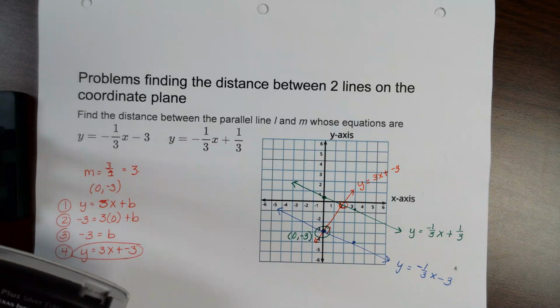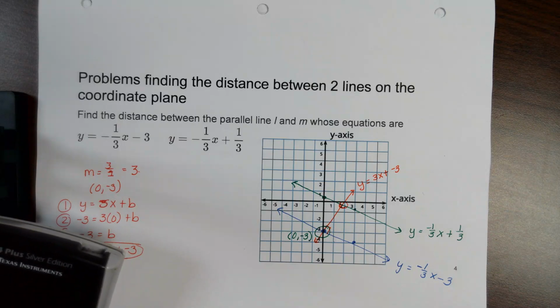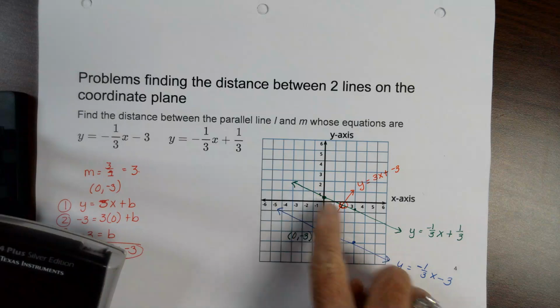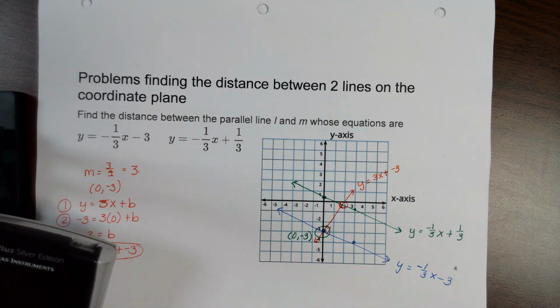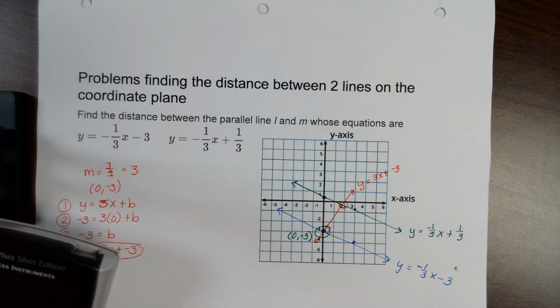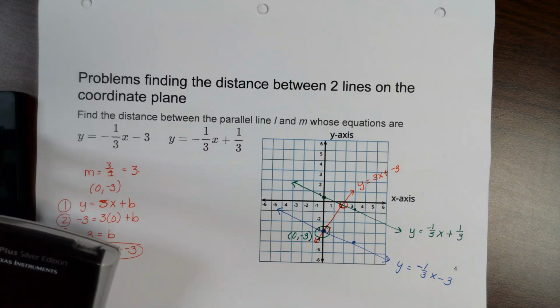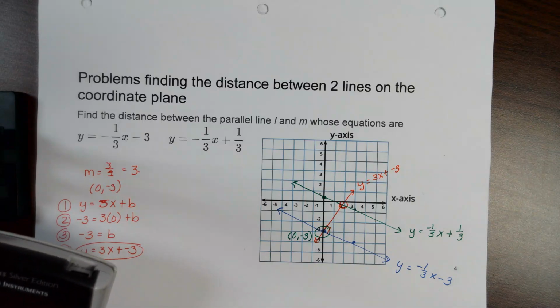So under y equals, you want to put the red equation, 3x plus negative 3. And then I want to put the green equation because I want to find that point. So negative 1 divided by 3x plus 1 divided by 3. And then I'm going to find the point that they intersect at.